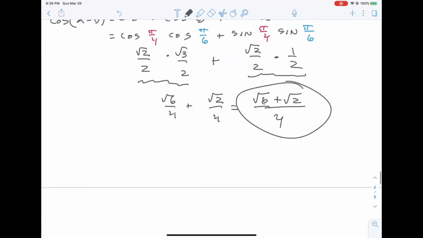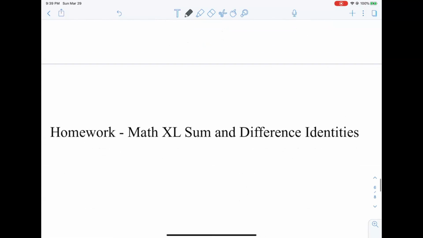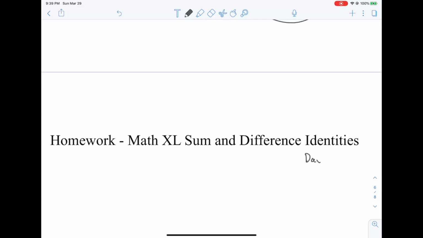Our homework tonight is that day 1. You guys give that a shot. And if you have any questions, you can feel free to email me and I can work out some problems for you from the homework.